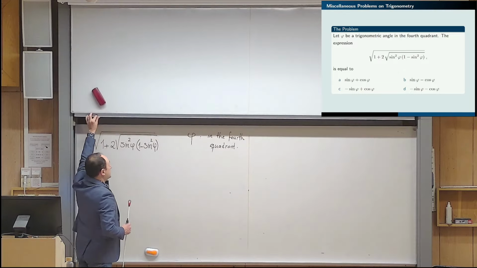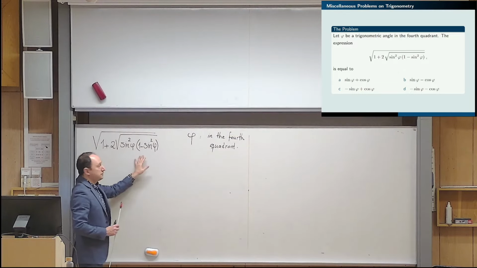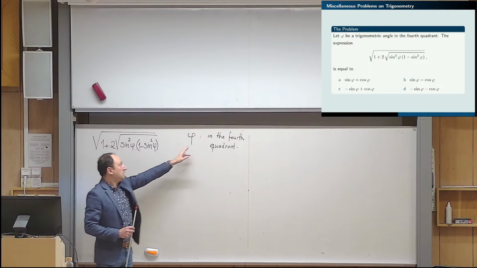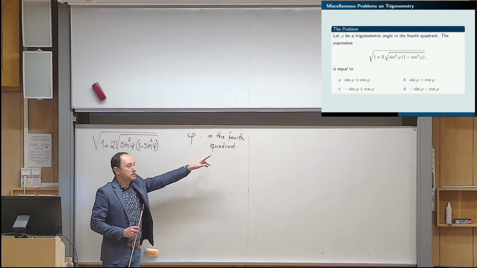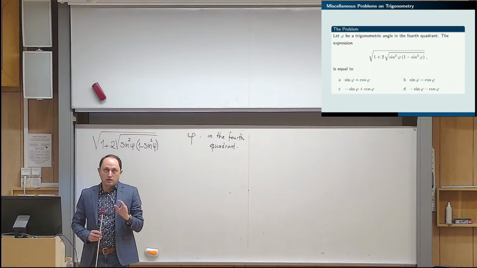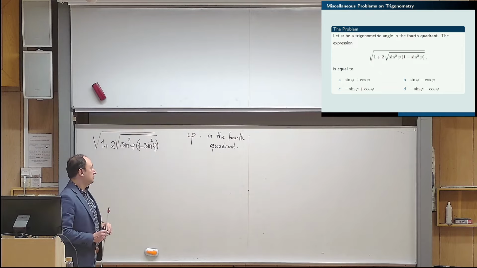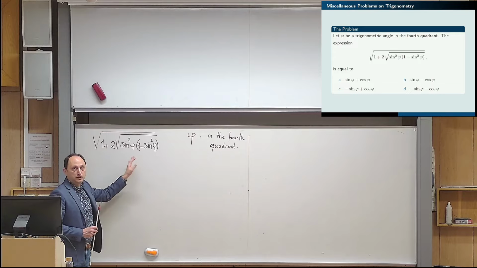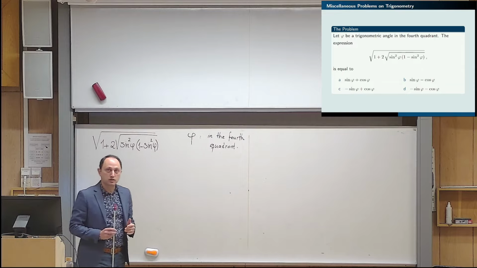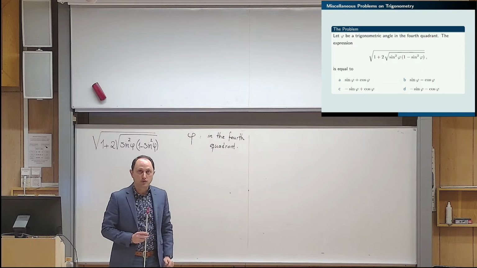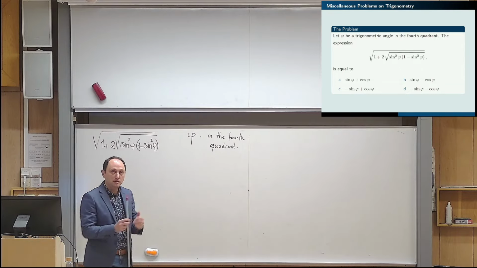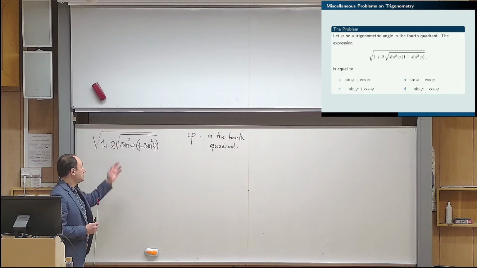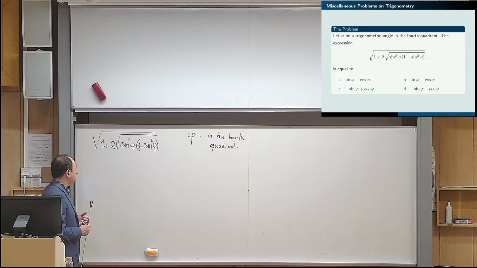So this expression, I am supposed to simplify it as much as possible under this condition that phi is in the fourth quadrant. If you check the options available on this slide, you will see that in none of them do I have the square root sign. I do not have any square root signs left in my options, so this motivates me that the first thing I have to do probably is to get rid of these square root signs. Okay, but how can I do that?